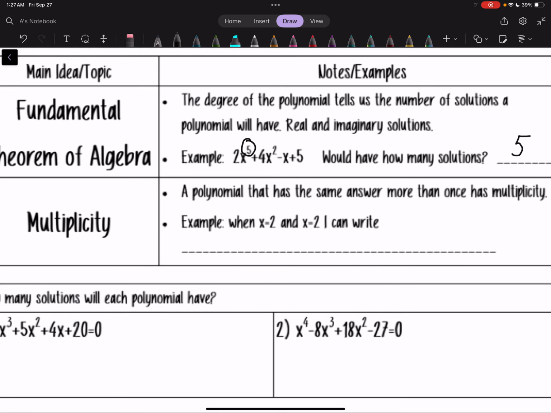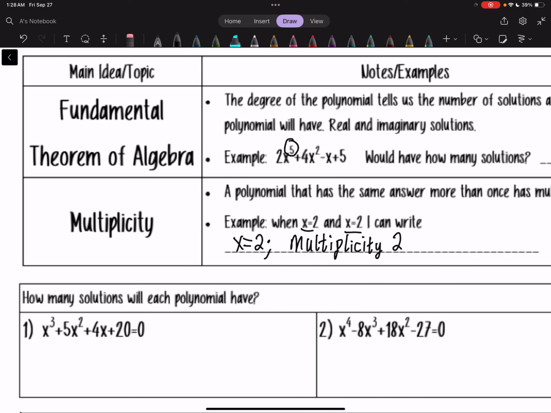Now, as I said before, they don't have to be real, and they could also be duplicate solutions. So if I got an equation and it turns out that I have x equals 2 different times, my solution can be x is equal to 2, multiplicity 2. And all this is really saying is that it touches the 2 twice. On the graph, you can know it has multiplicity of an even amount if it bounces off the x-axis.